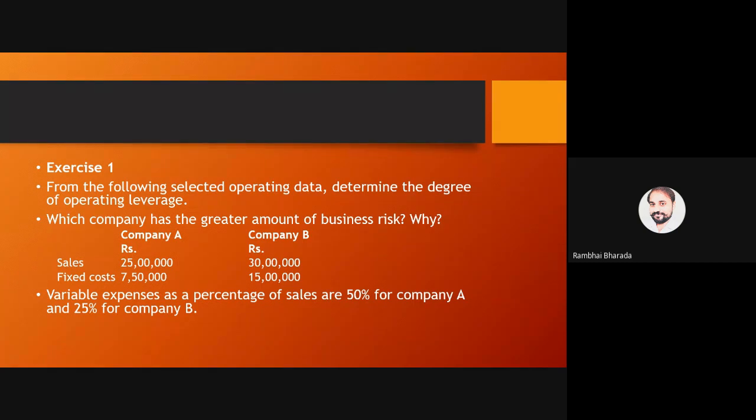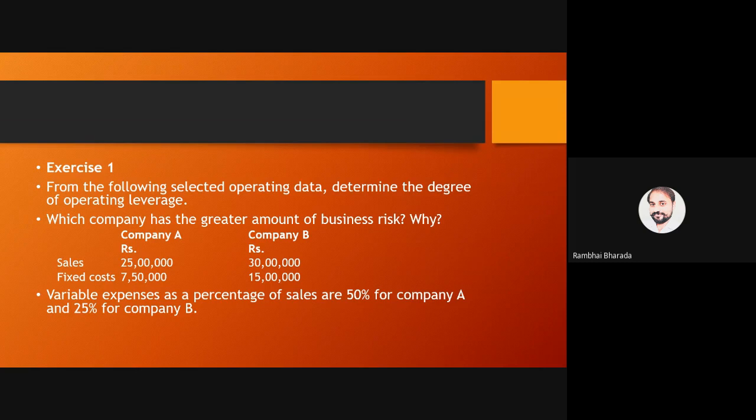Now we calculate for company B. The same formula is applicable: sales minus variable cost. For company B, the sales amount is 30 lakh. So 30 lakh minus total variable cost, which is 25% of 30 lakh, that means 7 lakh 50,000. So for company B, contribution is 22 lakh 50,000. So for company A, contribution is 12 lakh 50,000, and for company B, contribution is 22 lakh 50,000.